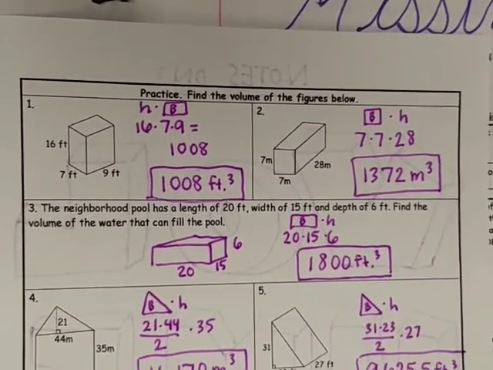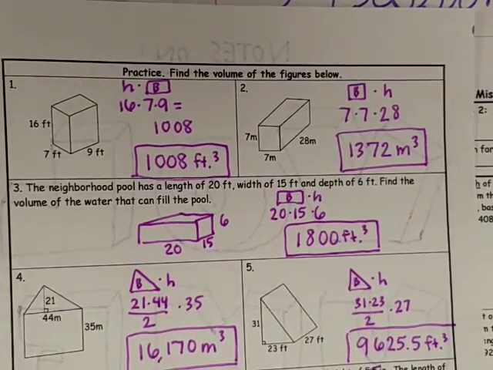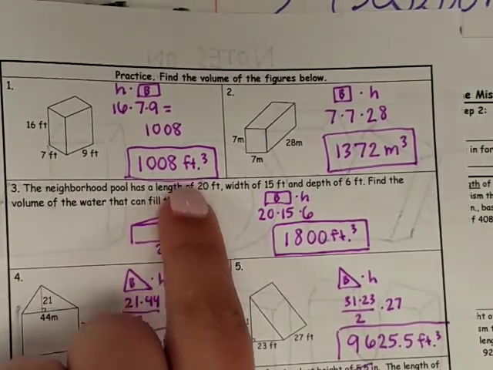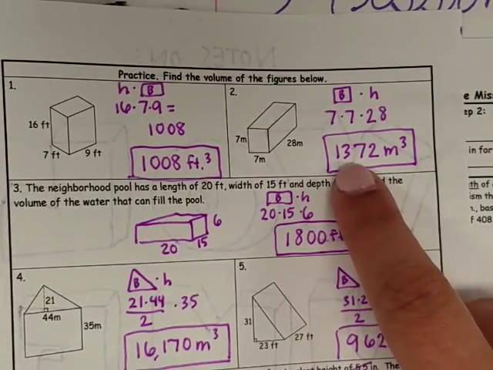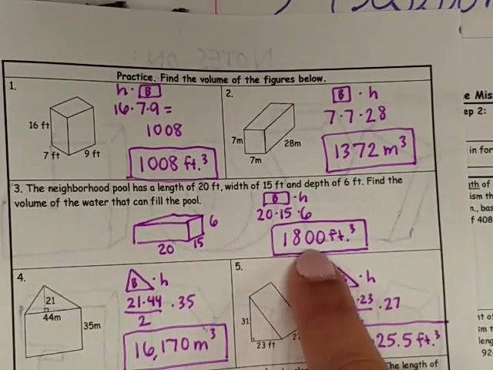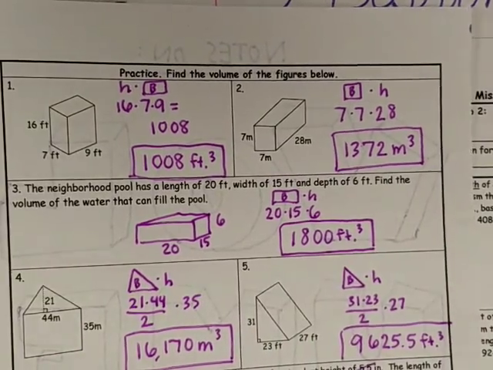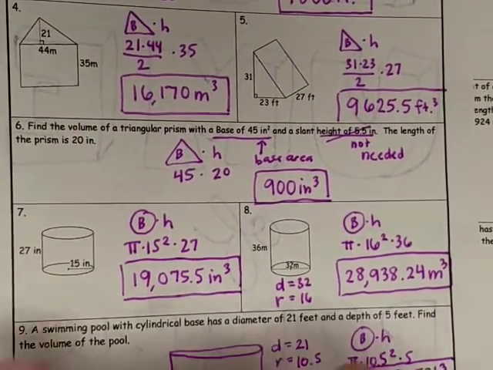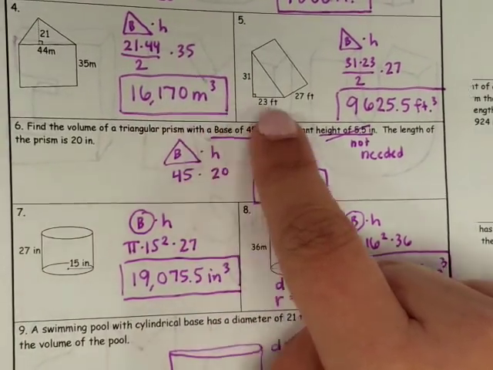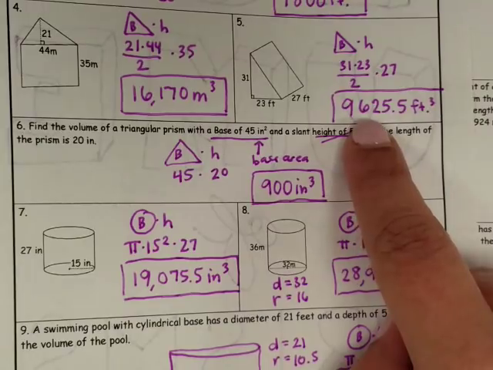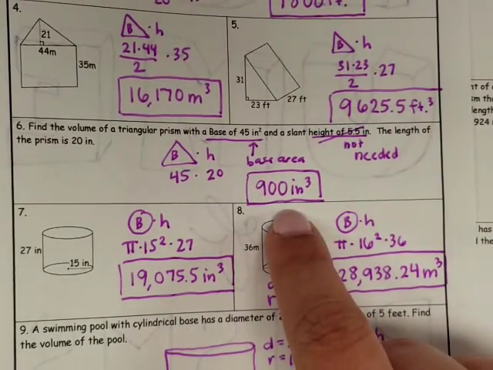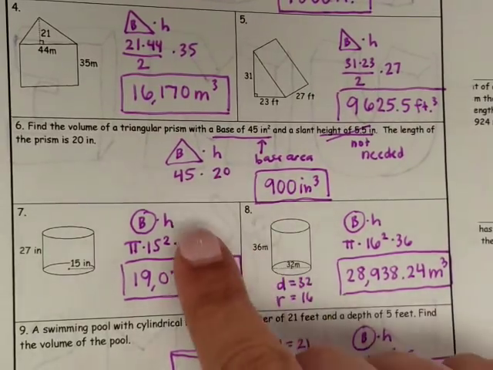All right, so here are the answers for 1 through 9. On the practice side, number 1, I got 1,008 feet cubed. Number 2, I got 1,372 meters cubed. And number 3, I got 1,800 feet cubed. Number 4, I got 16,170 meters cubed. Number 5, I got 9,625.5 feet cubed. Number 6, I got 900 inches cubed, and this one was tricky.